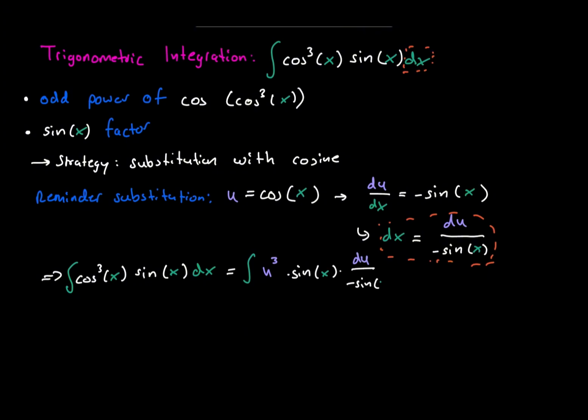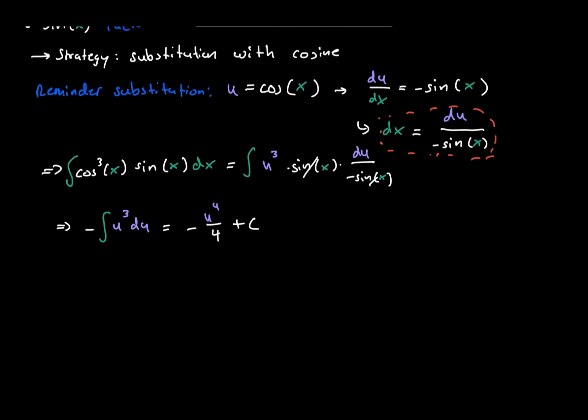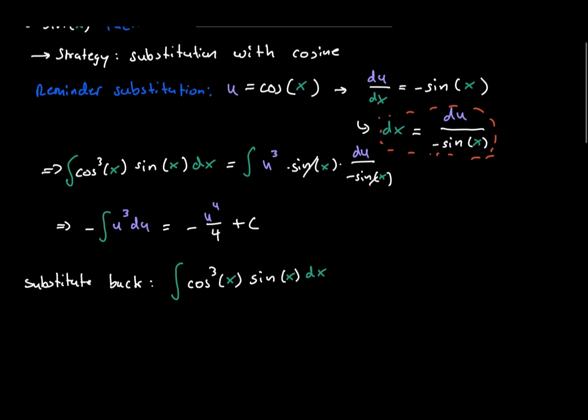So the integral becomes negative u cubed du. Now integrate. This gives negative u to the power of 4 divided by 4. Finally, substitute back. We get negative cosine to the power of 4 of x divided by 4 plus C.